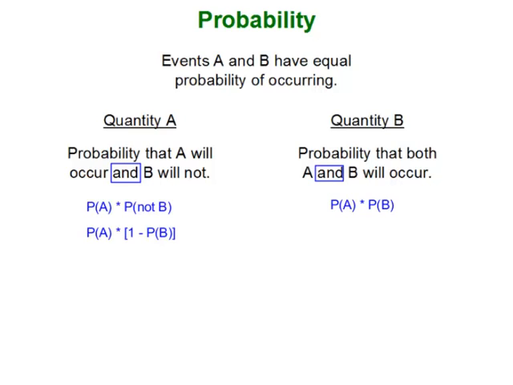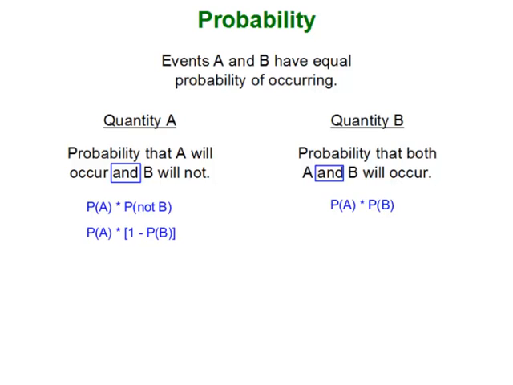We use that idea in quantity A. For both quantities, we're looking at the probability that two things will happen, this and that. So and means multiply. But in A, it's the probability that A will happen times the probability that B will not happen. So here's where we use that 1 minus the probability that B will happen is equivalent to the probability of B not happening. Okay, so we now have two quantities set up as mathematical formulas.